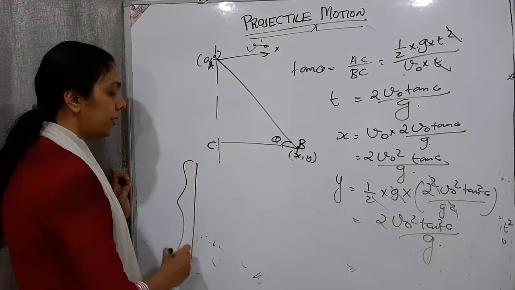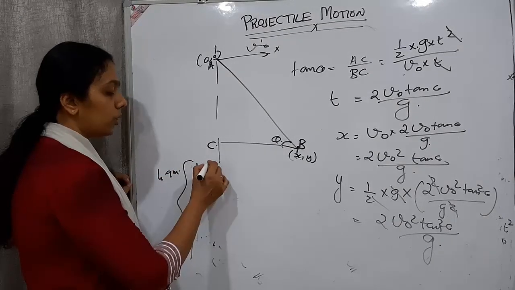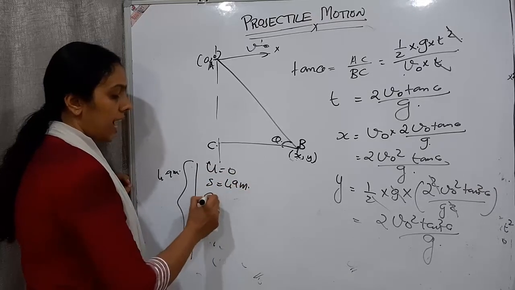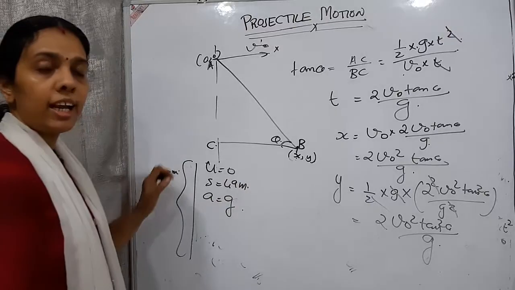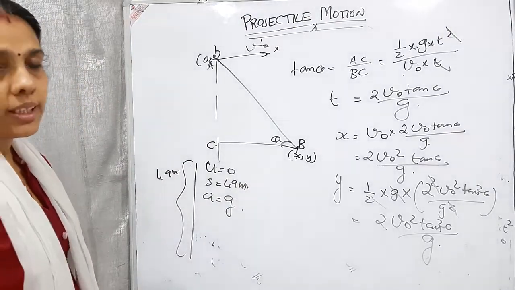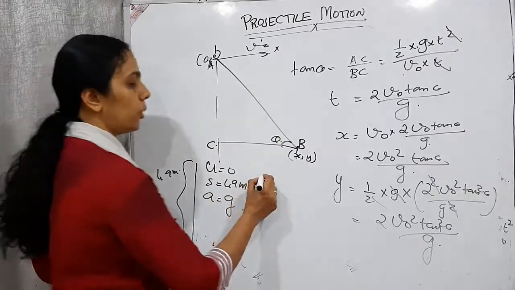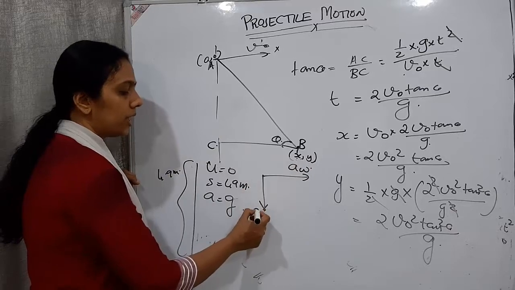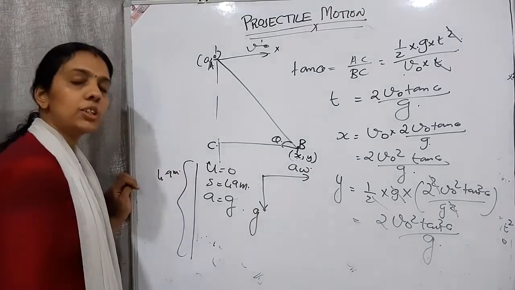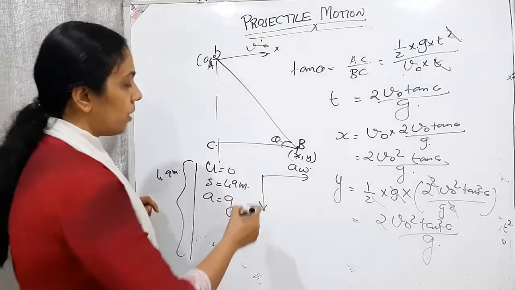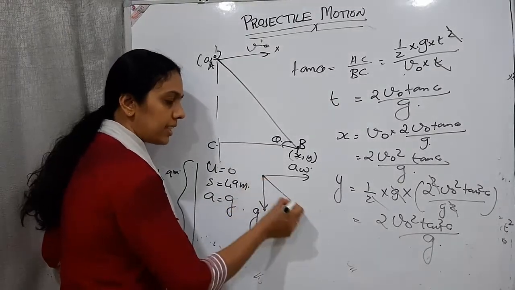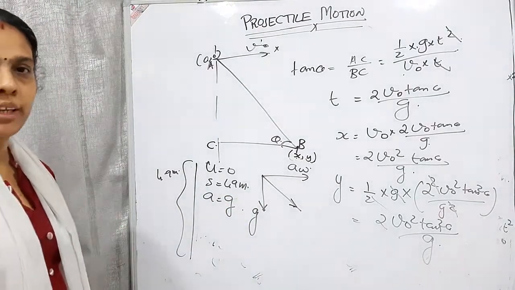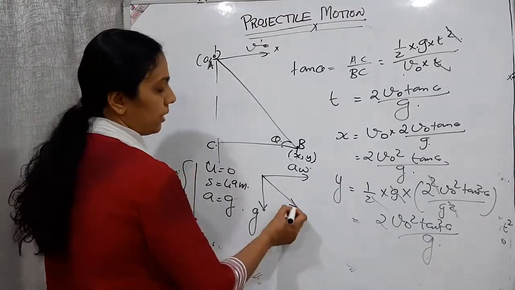When it is dropping, its initial velocity is equal to 0, distance is given as 49 meter and acceleration will be equal to g. It will be vertically downwards. So during that motion, the wind is acting horizontally. So acceleration due to wind is acting horizontally, acceleration due to earth will be acting downwards. So in which direction will the object be moving? The object will be moving in the direction of the net acceleration. We can use the parallelogram law of vector addition to find the direction of acceleration. It will be moving in this direction.